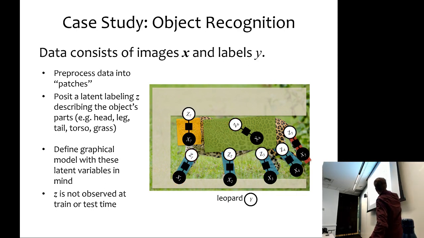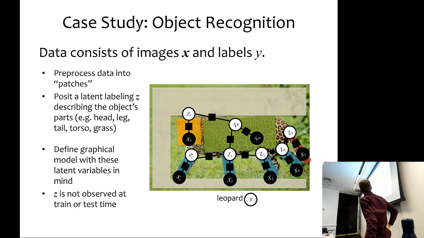So what do we do? We then add factors between each x and its corresponding z, because we believe that whatever the pixels are would tell you a lot about what the actual label for the patch is, right? But then we say, well, we know where positionally these patches are. So let's connect up the individual latent variables based on their nearest neighbors. I just connected them up in some arbitrary way here, but making sure that the close by z's were connected to each other. And then let's connect all of those factors to the output label y.